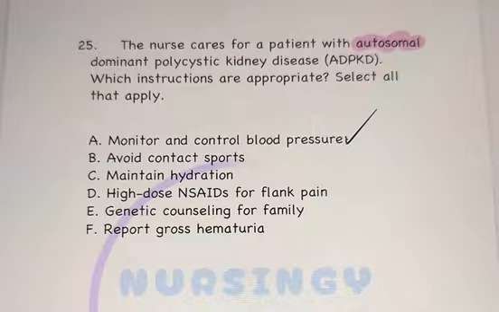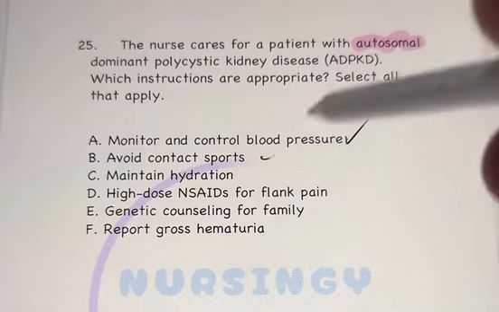Now our kidney is enlarged in this condition. If the kidney is enlarged, there is an increased risk of trauma, and that can actually cause the cyst to rupture. We don't want the cyst to rupture, so B is correct.